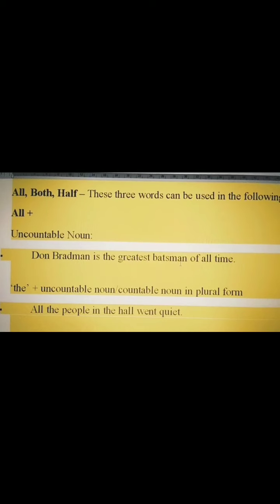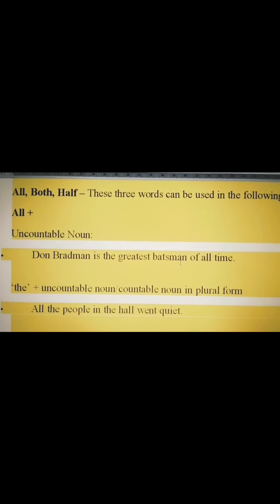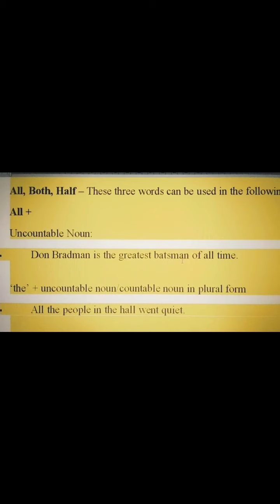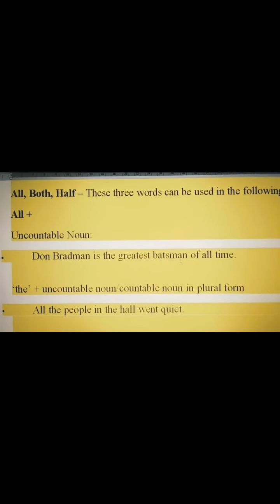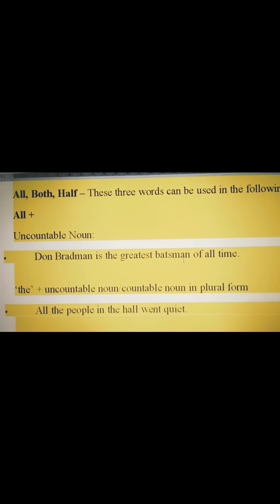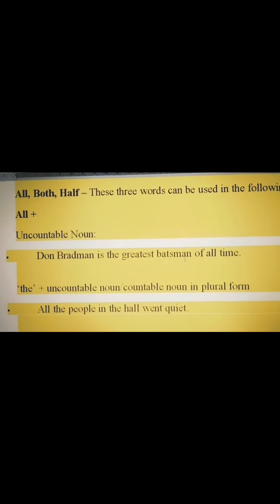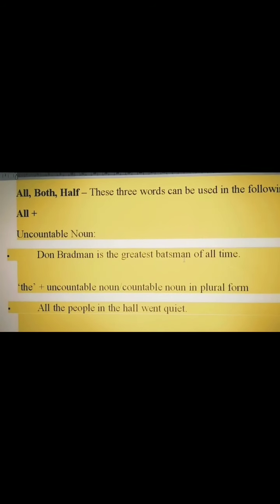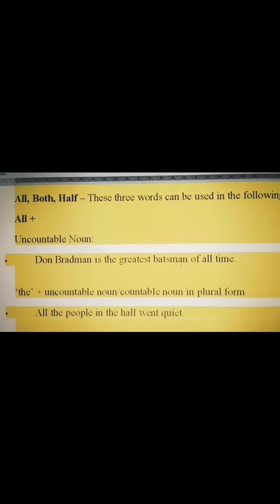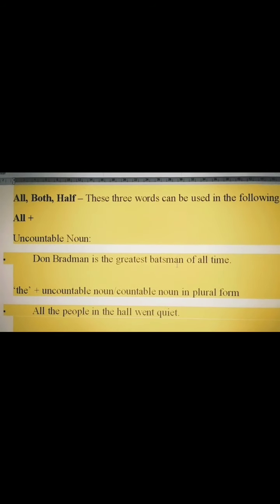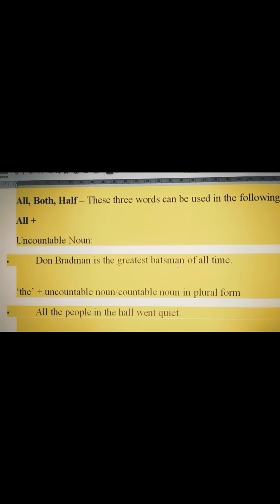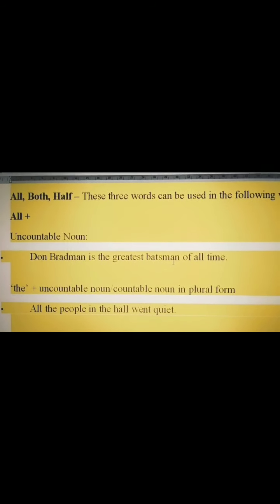While you are using all as the uncountable noun, the example can be: Don Bradman is the greatest batsman of all time. So you can see the superlative, two determiners we have used here. First one before greatest, and the use of all when you are talking about the uncountable one. Don Bradman is the greatest batsman of all time. So all will be your determiner here, just underline it.